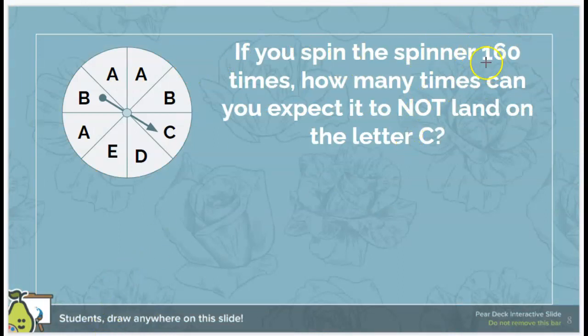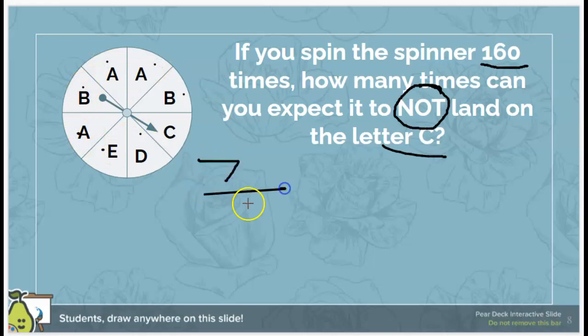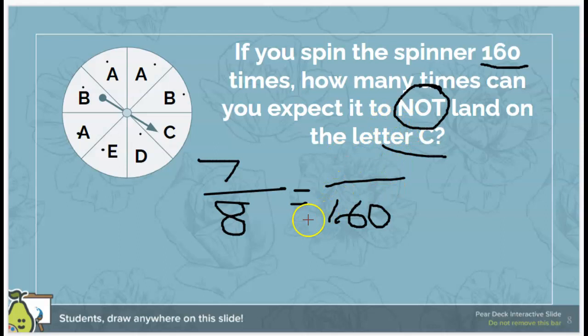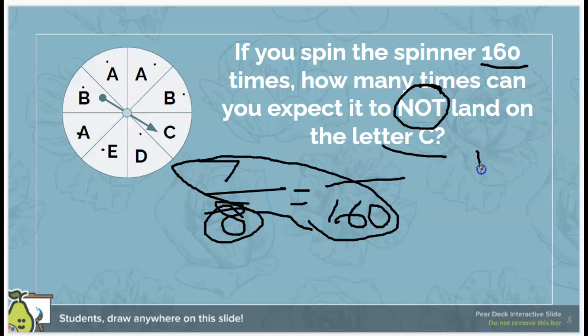Okay, if you spin the spinner 160 times, how many times can you expect it to not land on the letter C? So anything but C. How many times can you expect it to not land on the letter C? Well, that's 1, 2, 3, 4, 5, 6, 7 out of the 8 times it's not going to land on C. And then we're trying to figure out of 160. Now I'll tell you, there is an equivalent fraction here pretty easily, but if you don't see it, then you need to cross multiply and divide. And I'll talk about what it is in just a second.